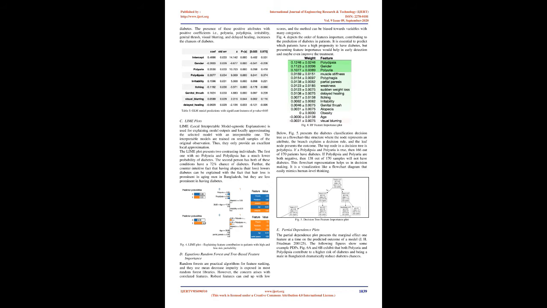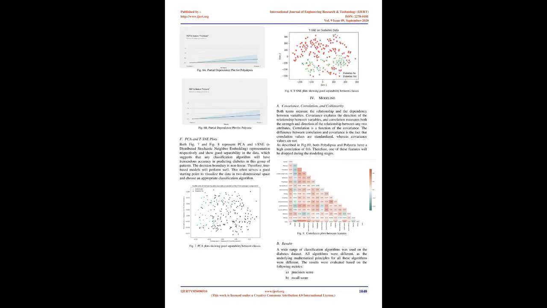The LIME plot presents two contrasting individuals. The first one, with no polyuria and polydipsia, has a much lower probability of diabetes. The second person, who has both of these conditions, has a 72% chance of diabetes. Further, the counterintuitive fact that having alopecia, hair loss, lowers diabetes risk can be explained by the fact that hair loss is prominent in aging men in Bangladesh, but they are less prominent in having diabetes. LIME plot, explaining feature contribution to patients with high and low risk probability.